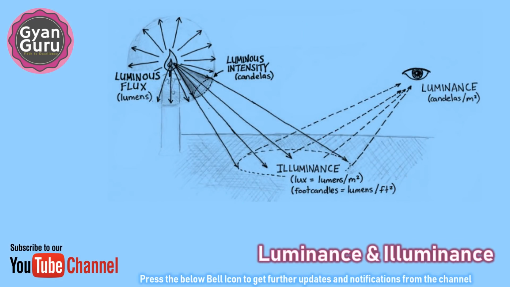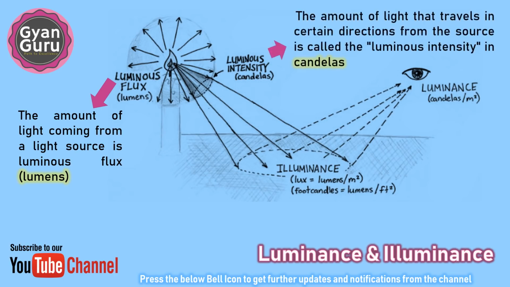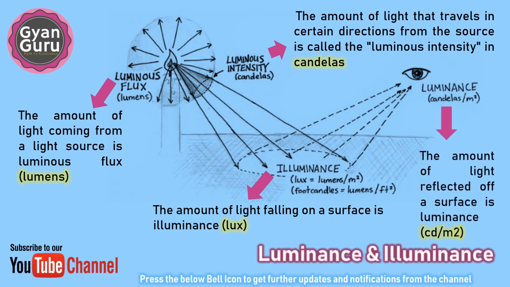Let us figure out the difference between illuminance and luminance. See the figure, there is a candle as a source of light, whose luminous flux is the amount of light coming from a light source. It is measured in lumens. The amount of light that travels in certain directions from the source is called the luminous intensity and is measured in candelas. When this light falls on a surface, it is called illuminance, measured in lumens per square meter, that is lux. And there is an observer who sees the amount of light reflected off a surface, called luminance, measured in candela per square meter.